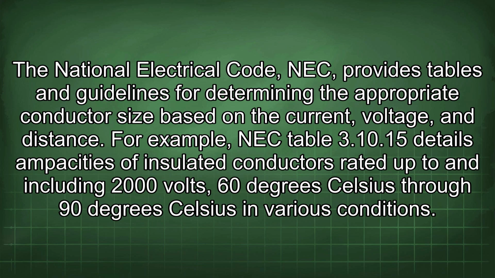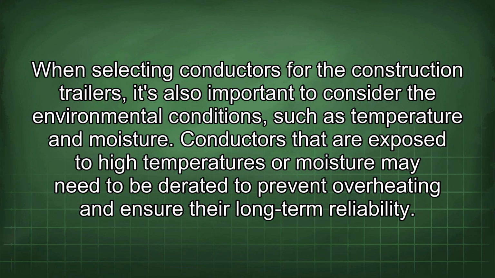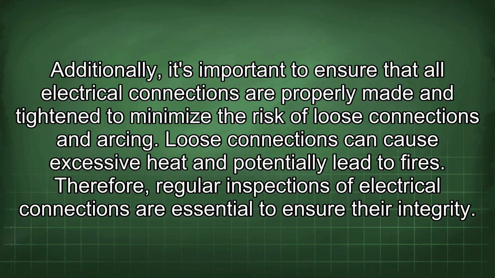For example, NEC Table 3.10.15 details ampacities of insulated conductors rated up to and including 2000 volts, 60 degrees Celsius through 90 degrees Celsius in various conditions. When selecting conductors for the construction trailers, it's also important to consider the environmental conditions, such as temperature and moisture. Conductors that are exposed to high temperatures or moisture may need to be derated to prevent overheating and ensure their long-term reliability. Additionally, it's important to ensure that all electrical connections are properly made and tightened to minimize the risk of loose connections and arcing.